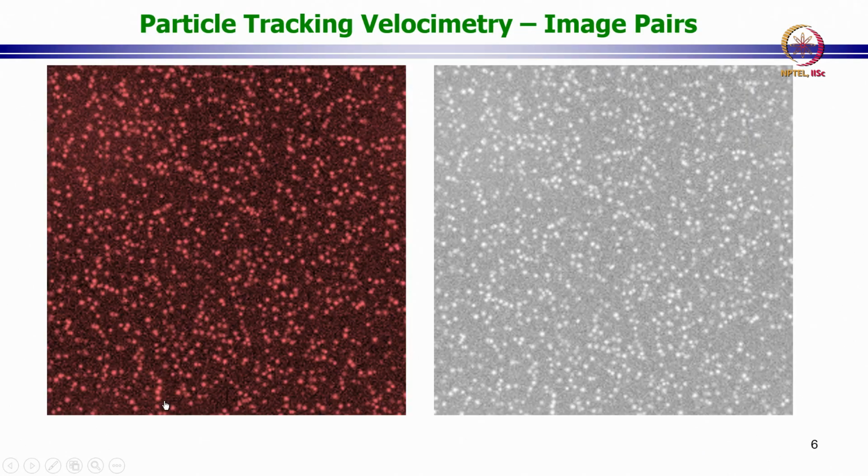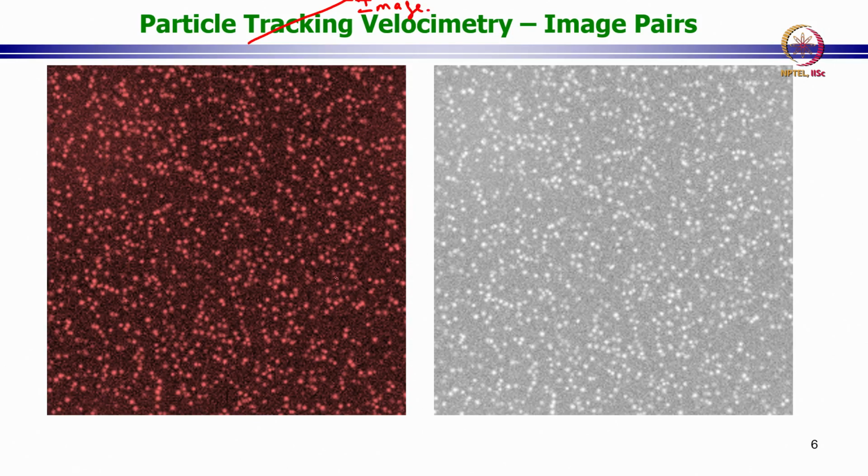So, that is exactly what particle image velocimetry does. Sorry, this is a mistake, this is particle tracking. Now in particle image velocimetry, the idea is to follow a large number of particles.